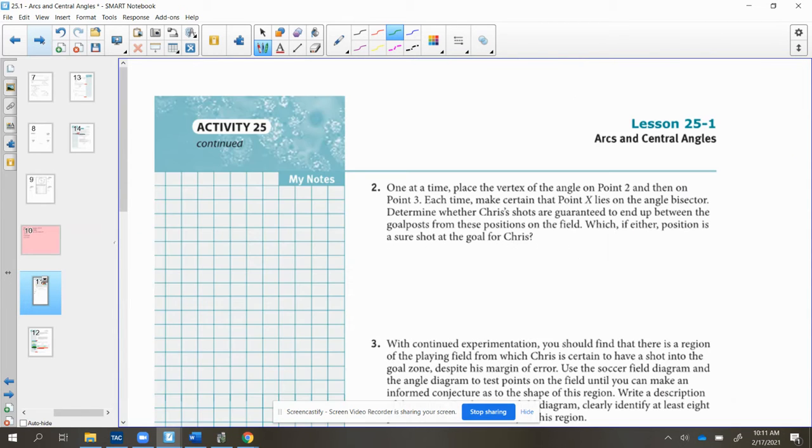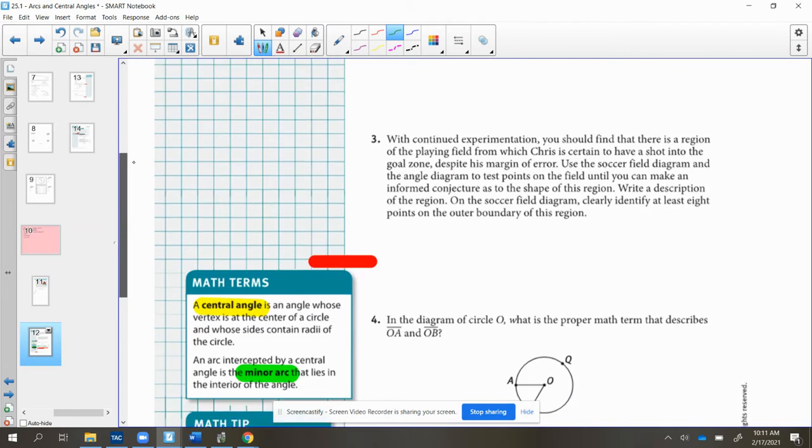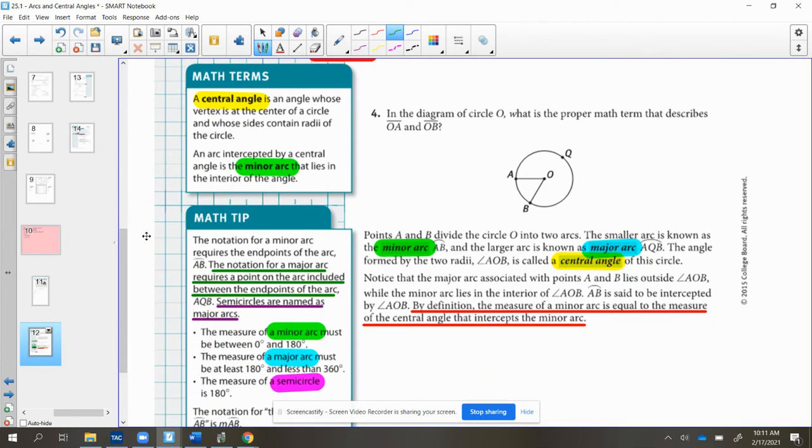Now we also have many other vocab words this time around, and this is where definitely some highlighting might come in handy, and that's looking at these different terms about central angles and then arcs, okay? A central angle is an angle whose vertex is at the center of a circle and whose sides contain the radii of the circle. So for instance, angle AOB is our central angle, right? This would be considered a central angle, angle AOB.